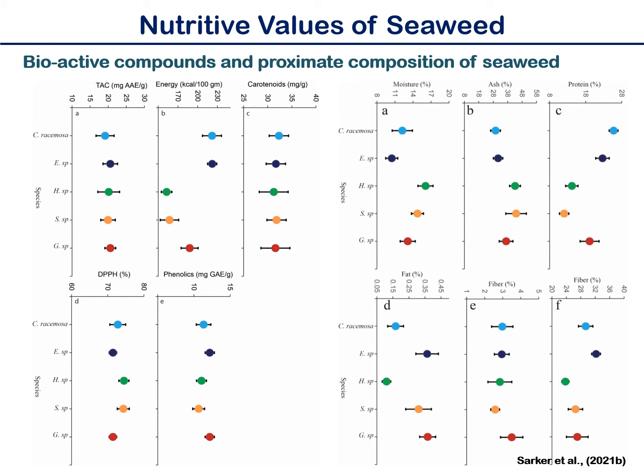And then we also analyzed the bioactive compounds and proximate composition of seaweed, and we found that seaweeds in Bangladesh are rich in energy, carotenoids, DPPH, and phenolics, and they have higher content of ash, protein, fat, and fiber.